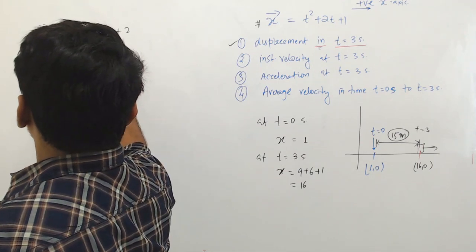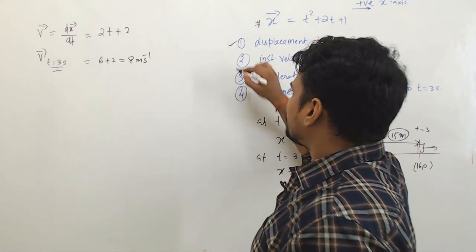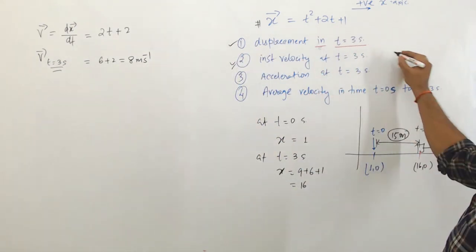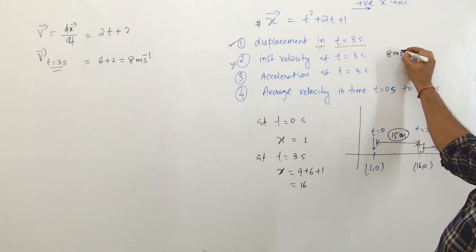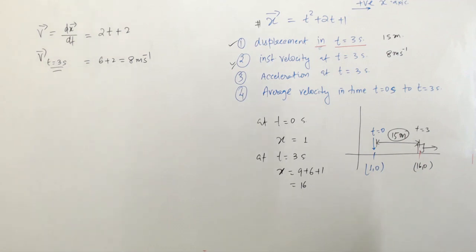Well, that should be given as 6 plus 2. That is 8 meter per second. So for this one, the answer is 8 meter per second. For this, answer is how much? 15 meter. Simple as that.